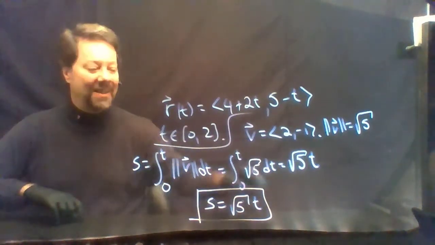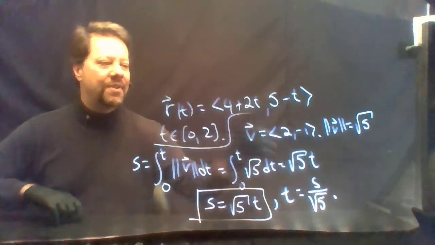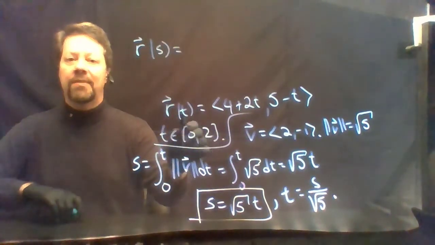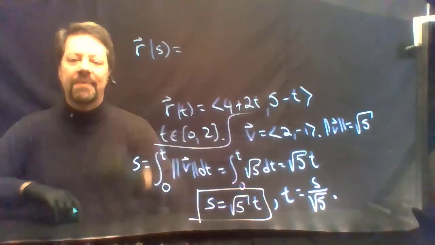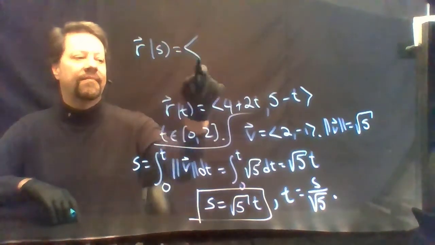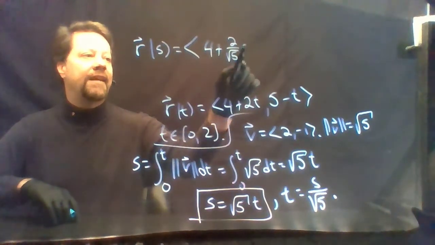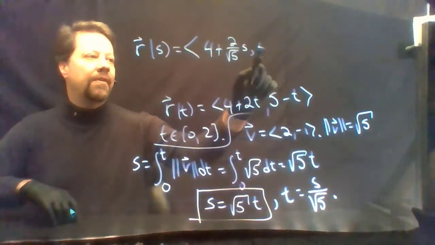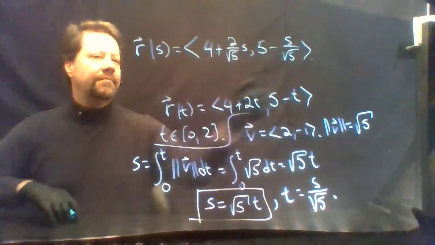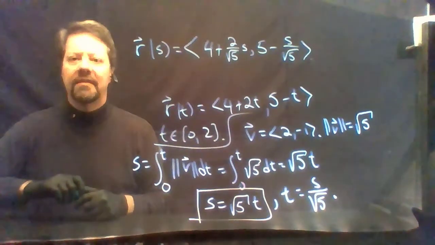Before moving on, I want to point something out to you. We can solve for t here and substitute back into the original problem, reparametrizing the curve not with respect to some arbitrary parameter t, but with respect to a parameter that has geometric significance, the arc length. We'll have 2 over root 5 s added to 4, and 5 minus s divided by the square root of 5. There are some things that you should note about this reparametrized function.